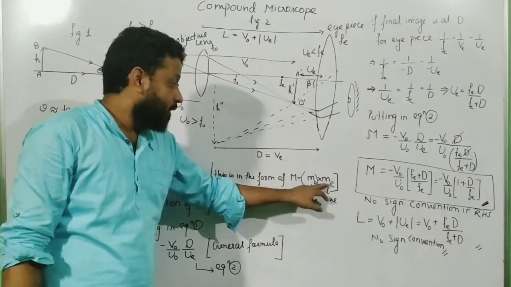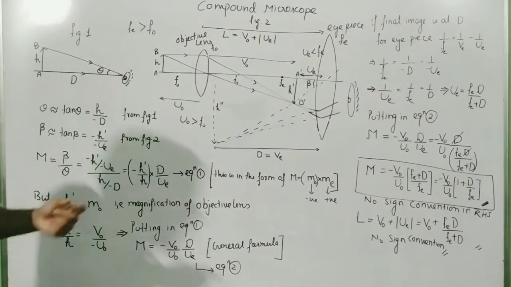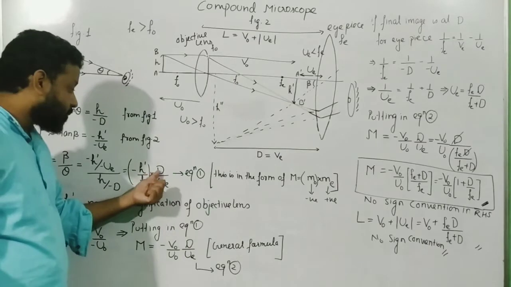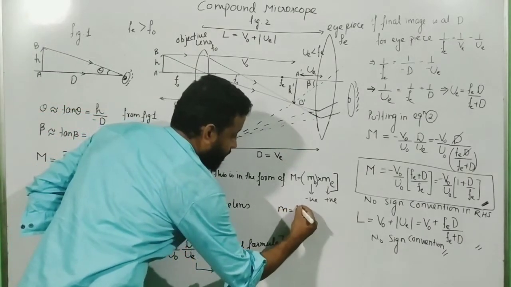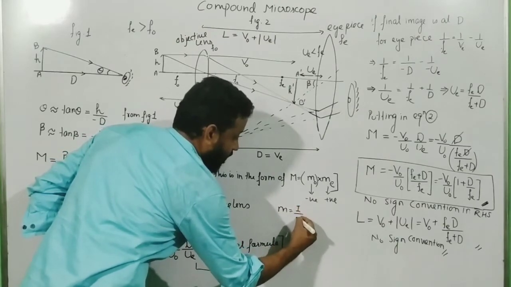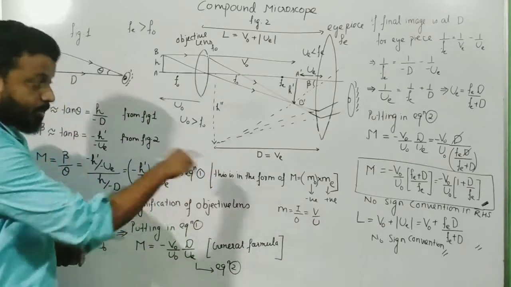What about me? Me is the magnification produced due to the eyepiece. How is that possible with d by ue? Now we know that the magnification formula, height of the image divided by height of the object, is also equal to v by u. Now consider that v by u part.